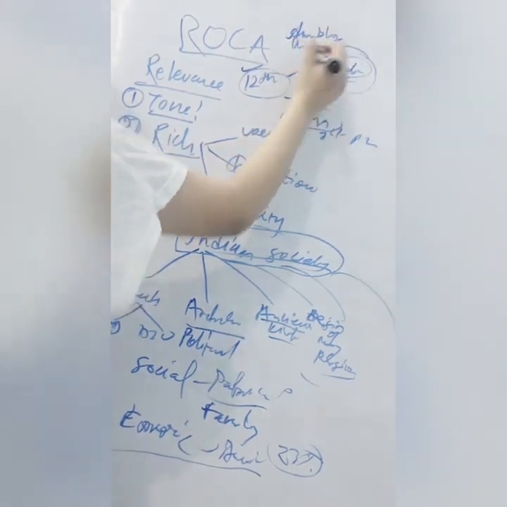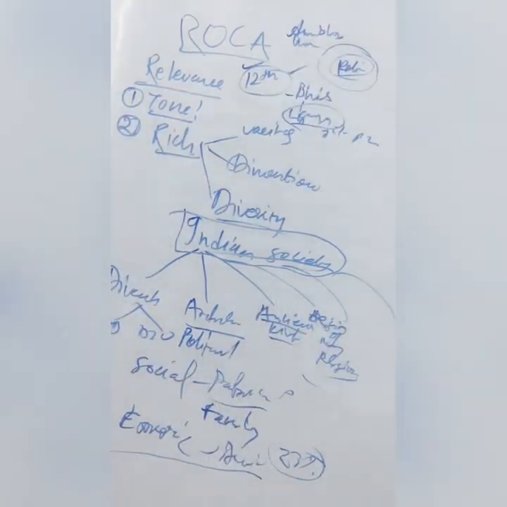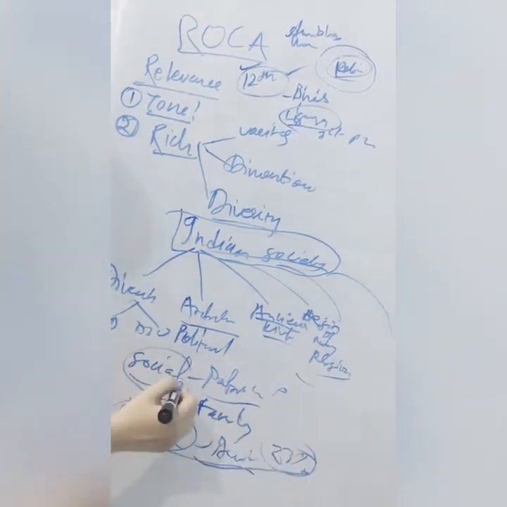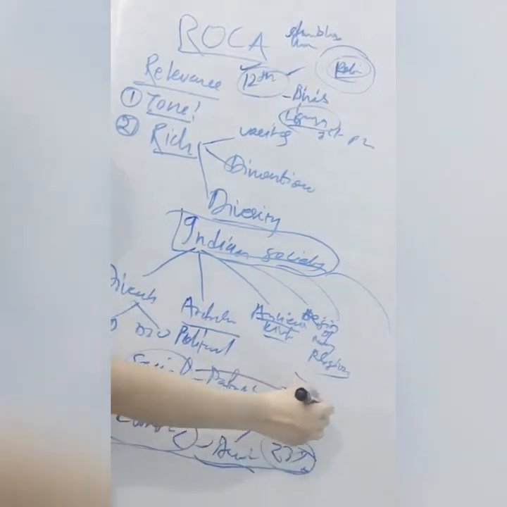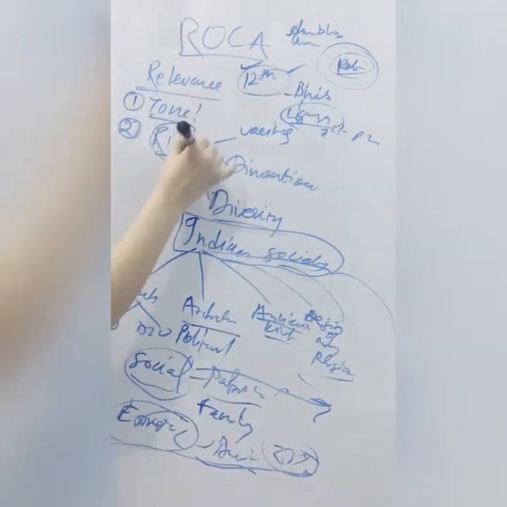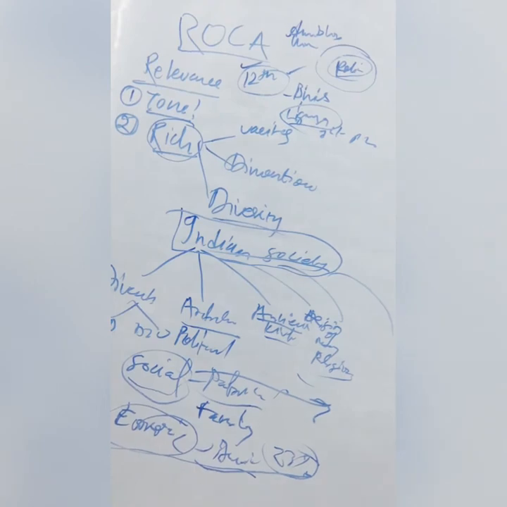So you can give any dimension. Like economic, if you give, you can start it from history. Social dimension, you can give from history to the present situation. You can start it like that. So this is how you will enrich your answer.